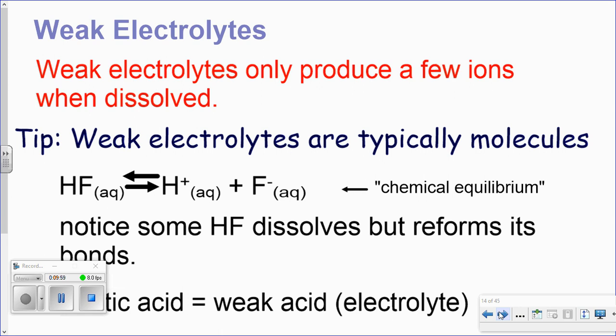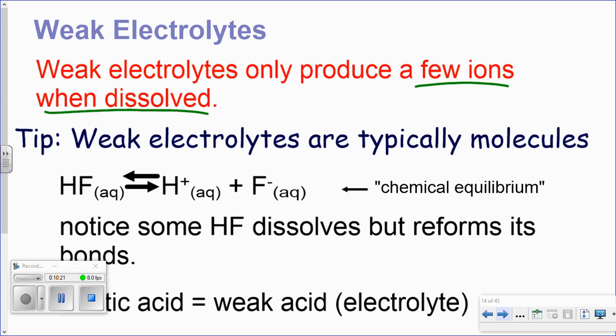Okay, so if we go to the root of this, if the ions are what helps to conduct an electric current when dissolved in water, weak electrolytes don't produce as many ions, or only produce a few ions when dissolved. This is not so bad. There's a demonstration I'll show you in class with electrolytes and a light bulb.